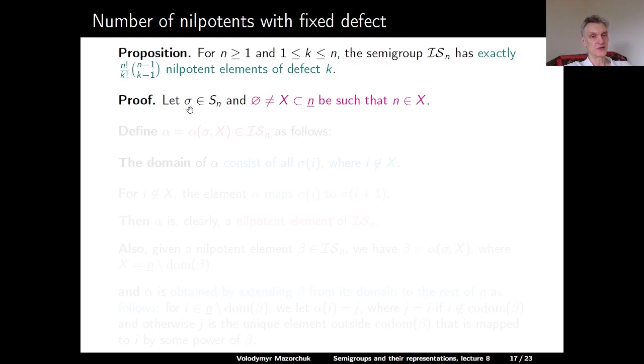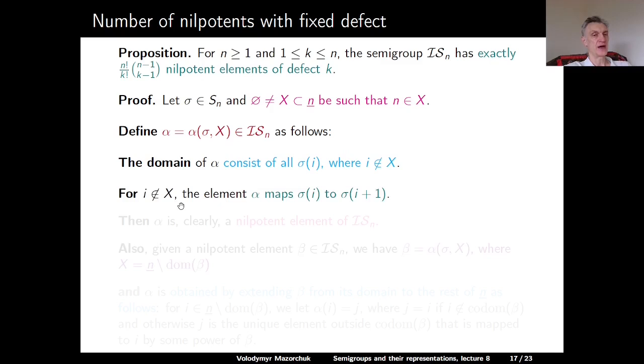So to the pair consisting of sigma and x, we associate an element alpha, so it depends on sigma and x, and that's an element in ISN, which we construct as follows. The domain of alpha consists of all sigma of i's, where i is not in x. And if i is not in x, then the element alpha maps the element sigma of i in its domain to the element sigma of i plus 1. Then by construction, alpha is clearly a nilpotent element of ISN. Note that by our assumption, alpha is not defined at sigma of n, because n belongs to x.